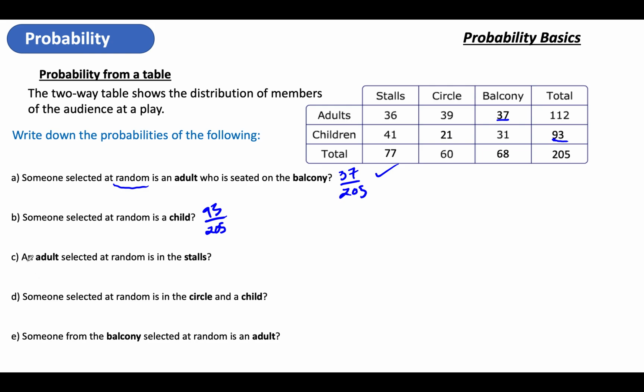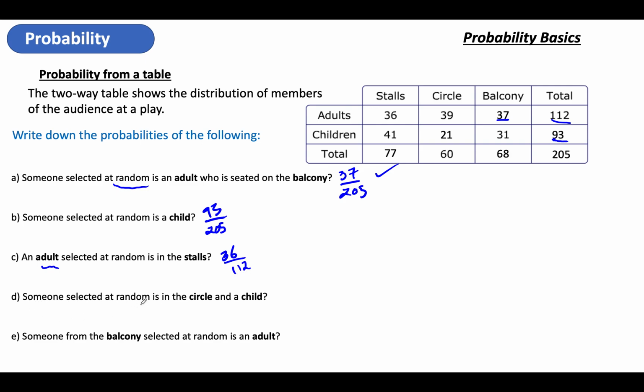Next question, C. An adult selected at random. Right, okay, so we've got a condition here. We're saying they have to be an adult, so it's only out of the total number of adults, which is 112. What's the probability that they were sat in the stalls? That's 36. If you don't go to the theatre, you might not know, these are 3 different places you can sit in the theatre. The stalls are down on the floor near the stage. The circle's like the first balcony bit, I suppose, the first floor, and then the balcony is even further up. Anyway, so these ones are in the stalls. So that's 36 out of 112.